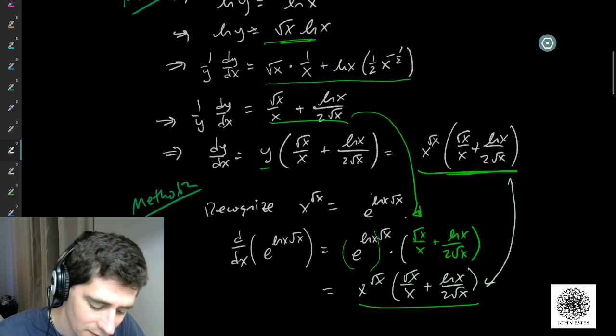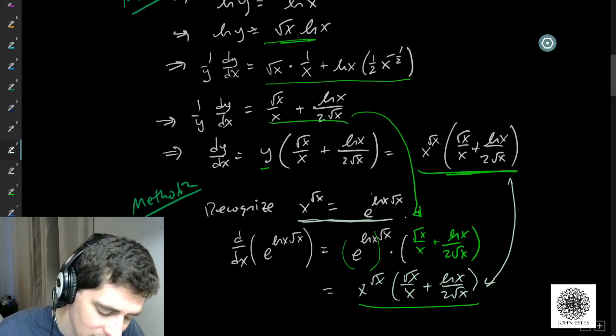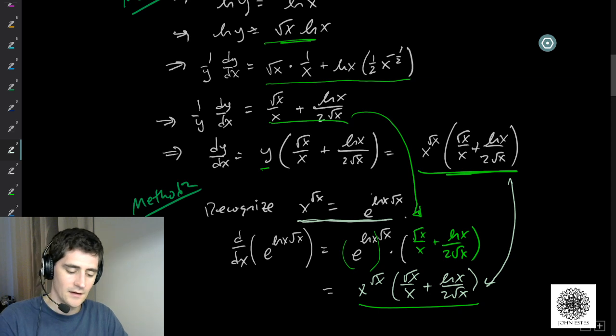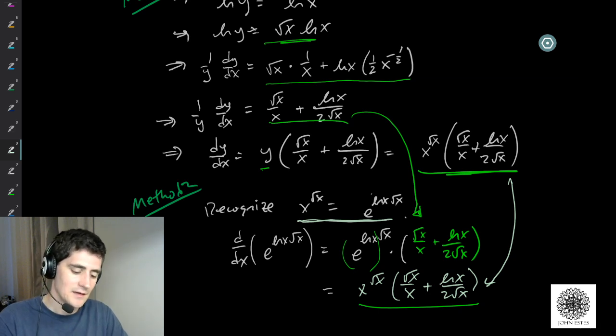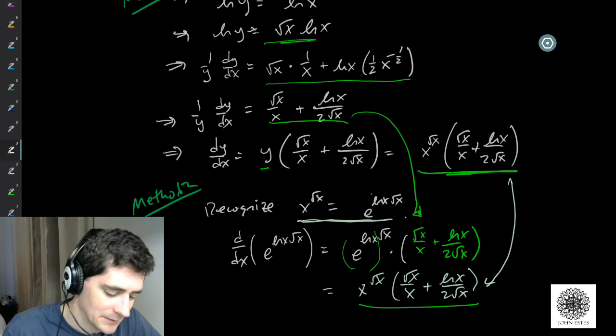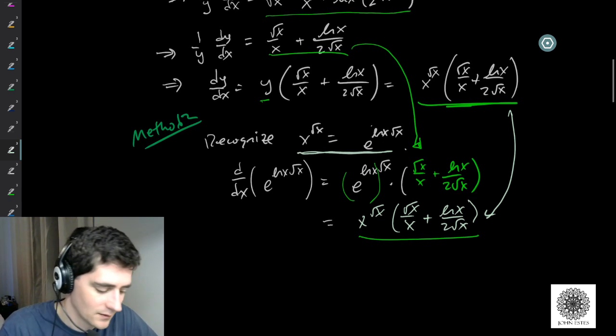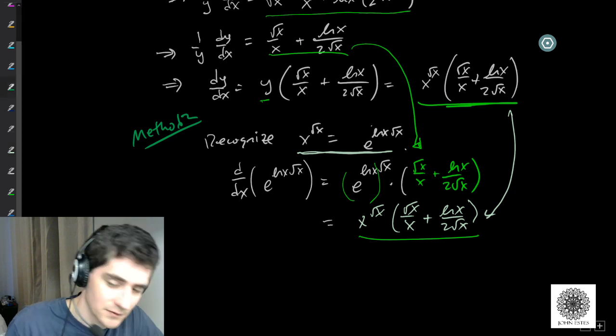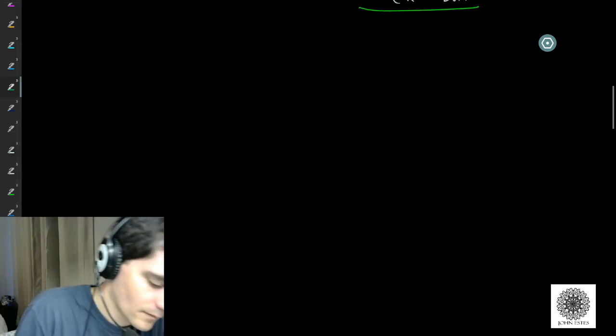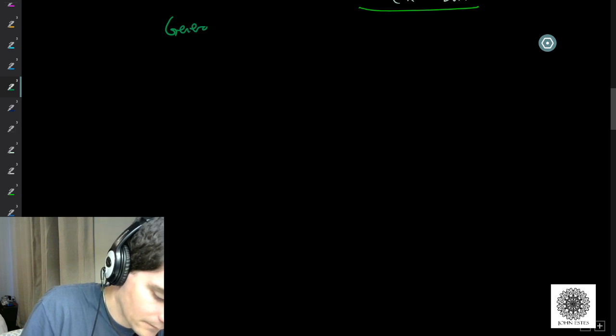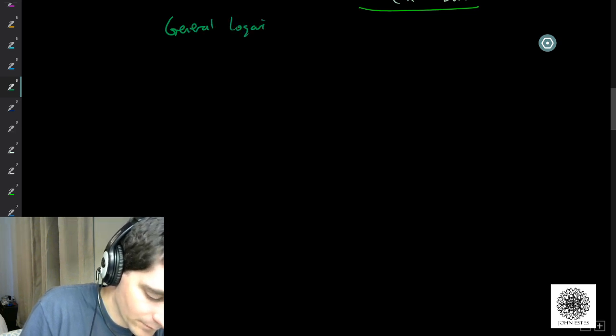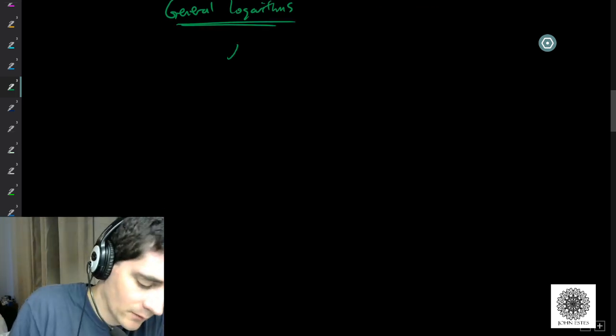So recognizing this property that you can write x to the square root of x power as e to the ln x times root x in the exponent is actually a very useful thing if we think to do it. Okay, now let's look at general logarithms. I don't think there's really as much to do with general logarithms, but we define them like this.